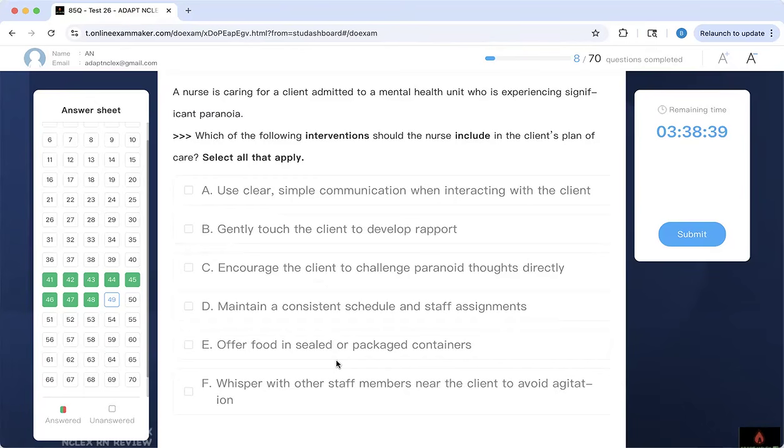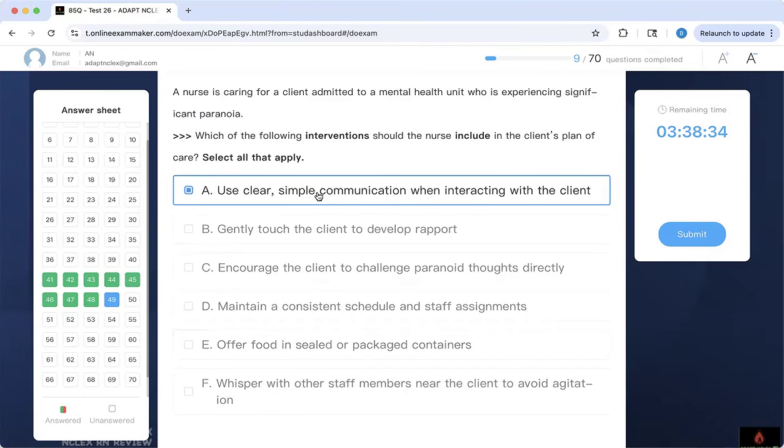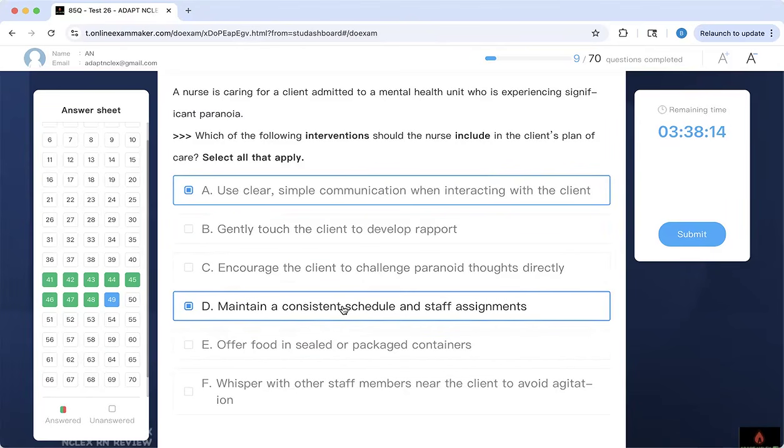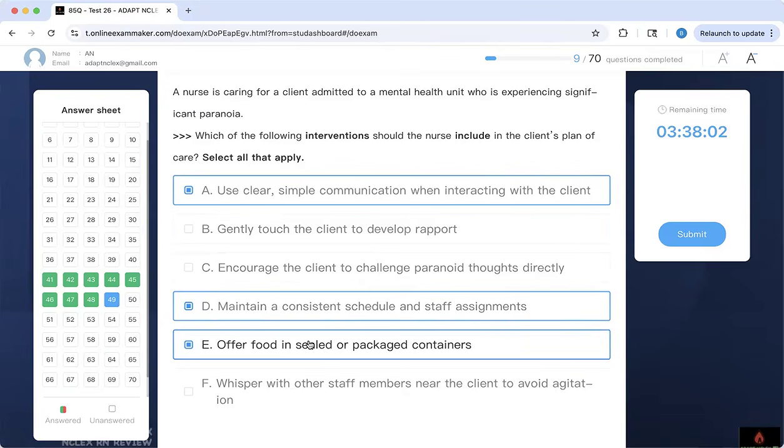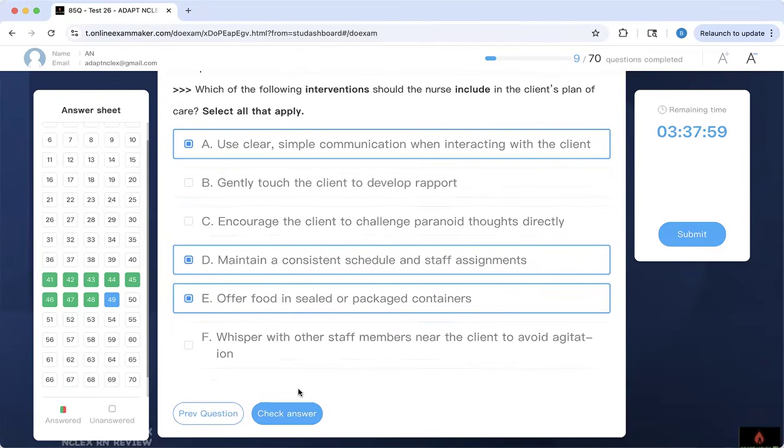But I can tell you, if I'm paranoid, I think you're going to kill me. I don't trust anybody. You're supposed to use simple communication, right? Don't make it difficult. Don't touch me until I tell you to. Therefore, gently touching the client to develop rapport is a trap. Encourage the client to challenge the paranoid thought? No, you can't. They should not challenge it. Maintain a consistent schedule and staff? Yes, those they've already trusted, let them be the ones seeing them. And because they think you're going to poison them, food has to be sealed and packaged, so nobody has opened it before. They will take it. If you whisper in front of them, they think you're talking about them. This is how you take care of them.